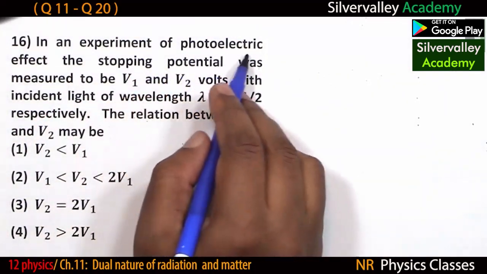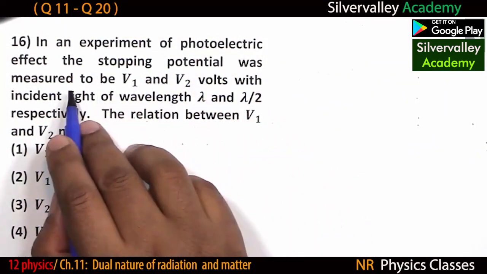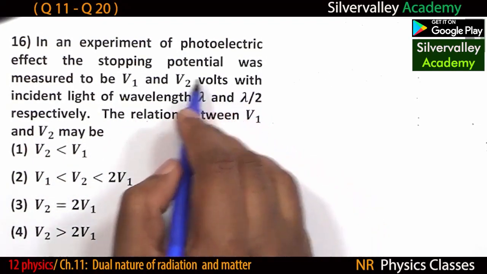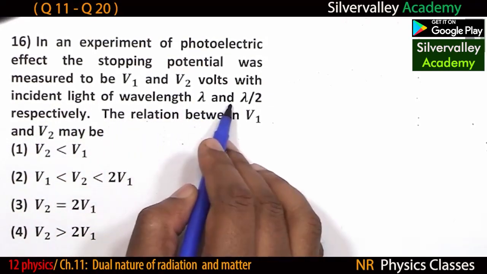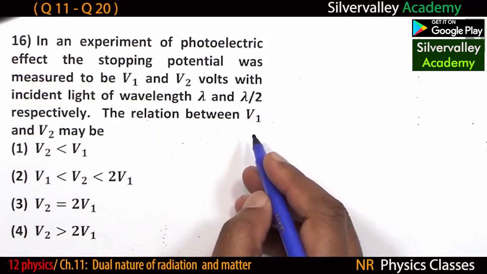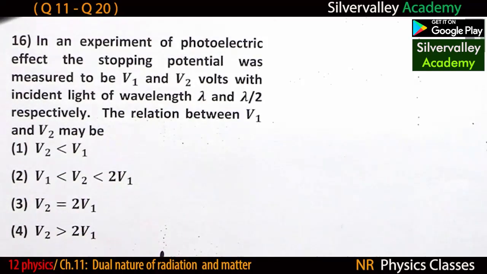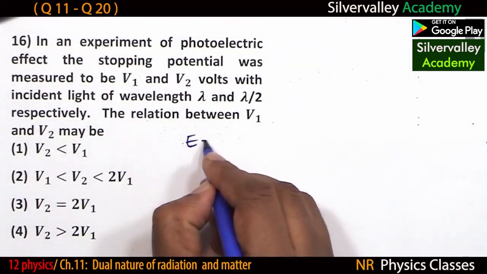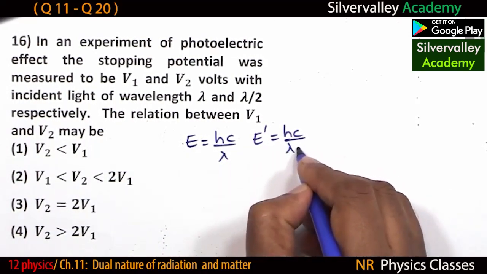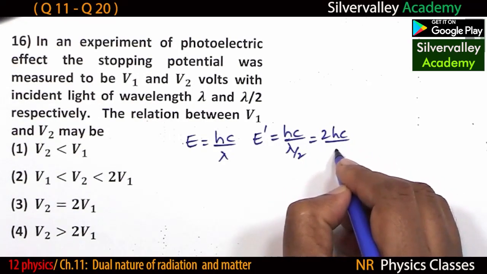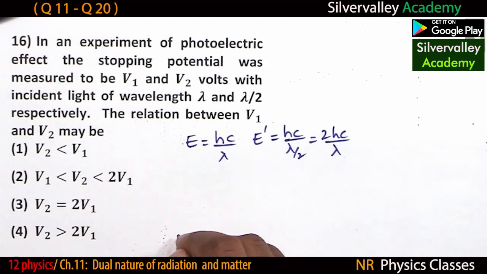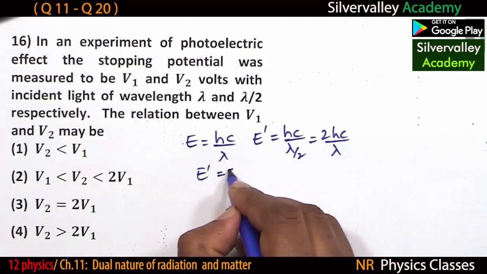In an experiment of photoelectric effect, the stopping potential was measured to be V1 and V2 volts with incident light of wavelengths lambda and lambda by 2 respectively. The relation between V1 and V2 may be? Energy equal to Hc by lambda. New energy is Hc by lambda by 2, which is 2 Hc by lambda. See, this energy is twice this energy. So E dash is 2 times E.